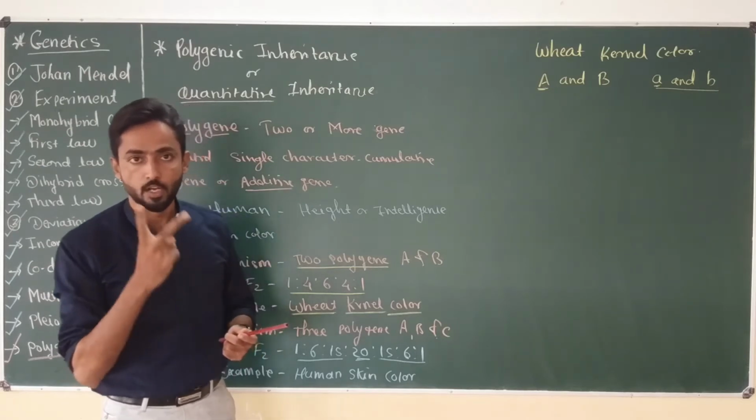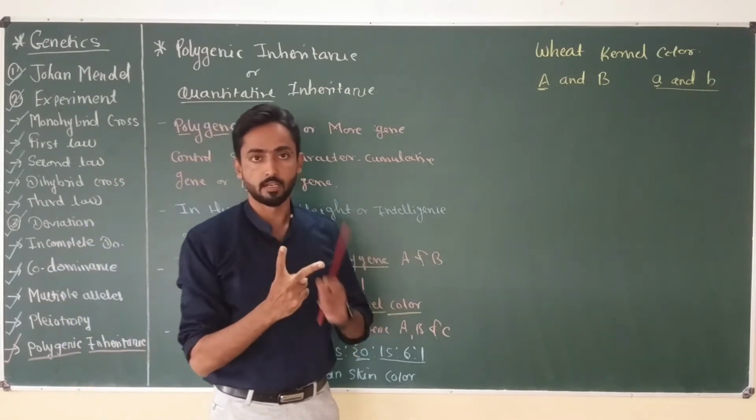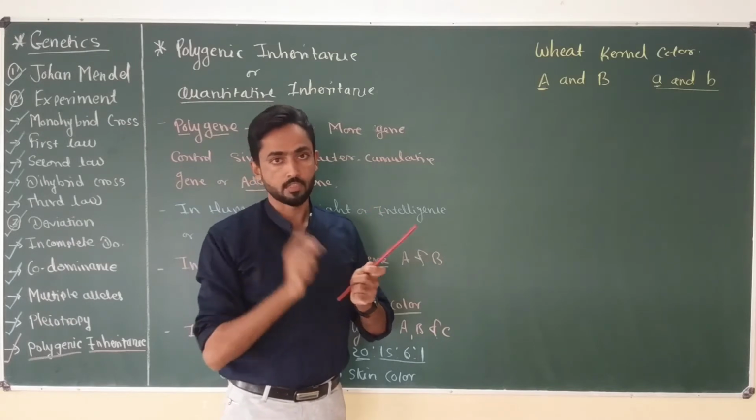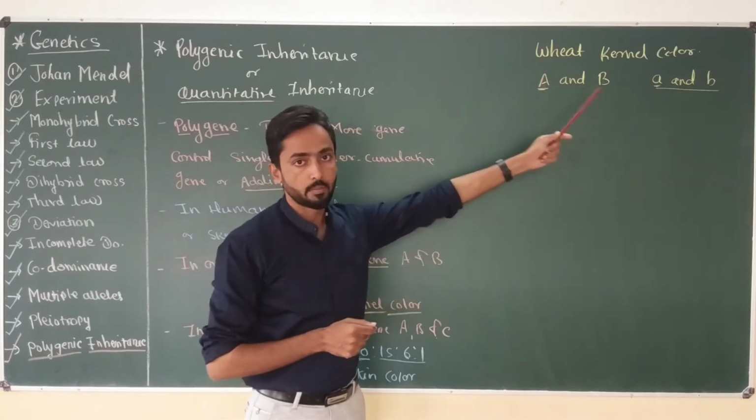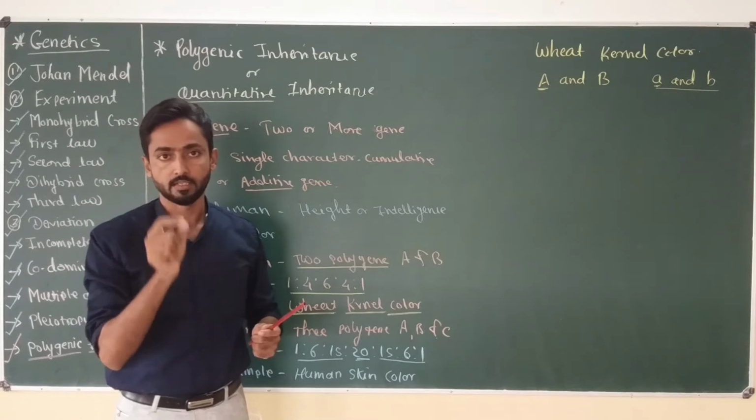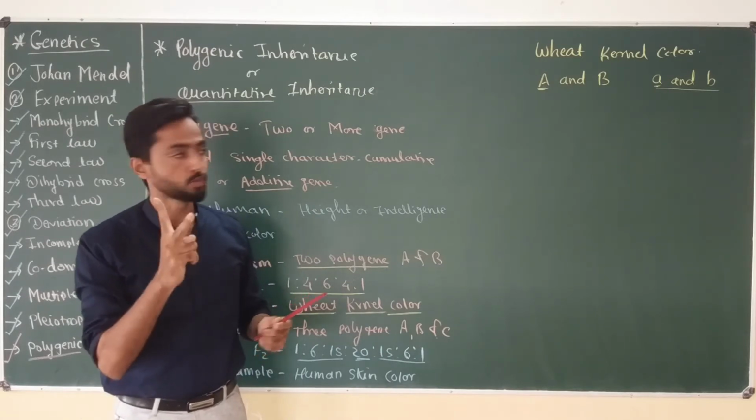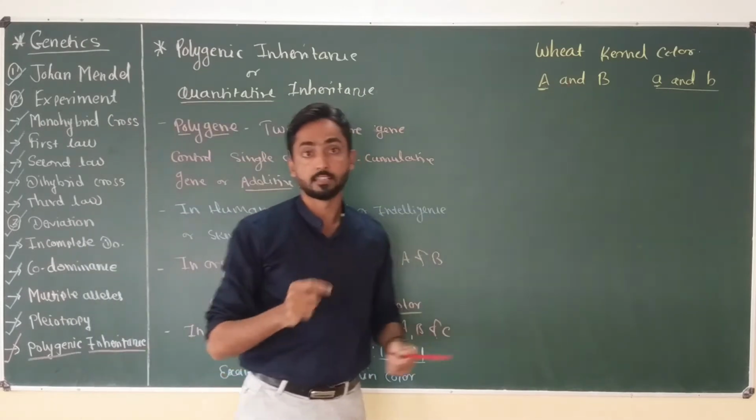So we can find two different wheat kernel colors, red and white, which are controlled by two polygenes A and B. There is a single character, that is wheat kernel color, which is controlled by two genes. So we consider these genes as polygenes.